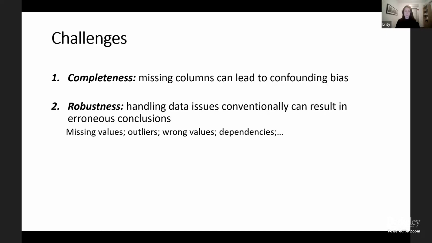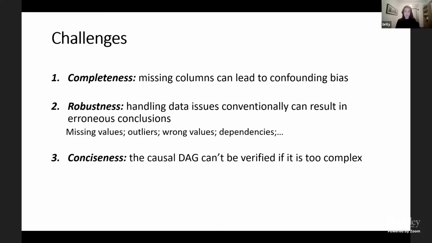The second challenge is robustness. We need to handle many data issues because we're going to join our input table with multiple variables from different sources. There could be many missing values, outliers, or wrong values, or complex dependencies like one-to-many or many-to-many relations, and we need one table with all the variables. So we need a principled way to handle those issues to ensure that the causal inference is reliable.